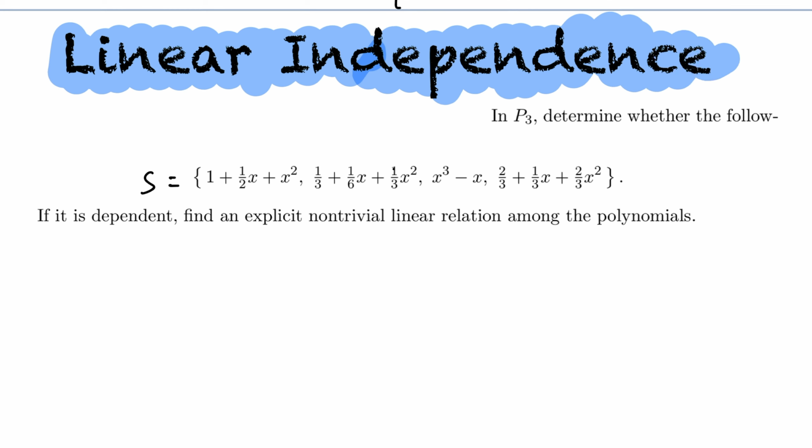In this first example, we're looking at the set P3. So this is the set of all polynomials having degree at most 3. And we're taking a look at a subset of that set defined as follows. And what we want to decide is: is this set linearly independent or not?